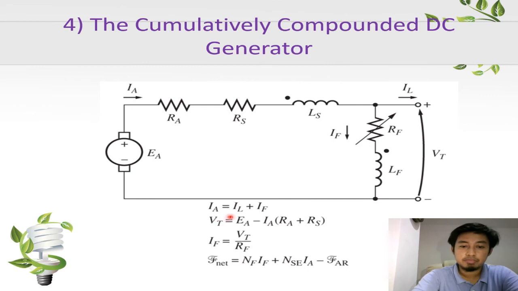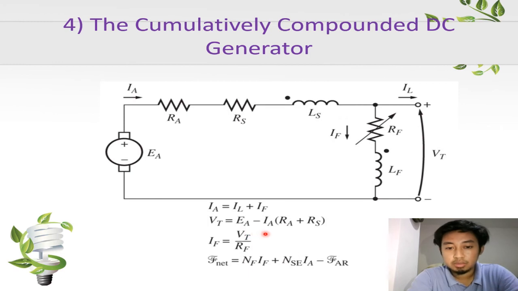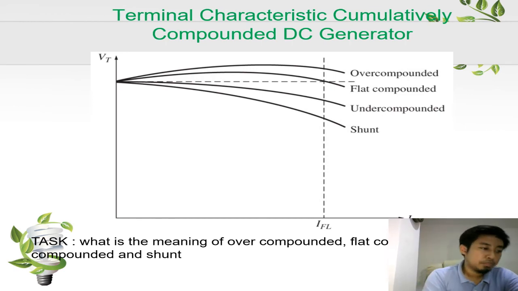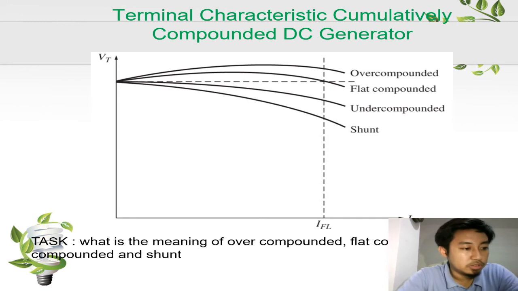So IA equals IL plus IF. VT equals EA minus IA times (RA plus RS). Okay, this is the terminal characteristic of the cumulatively compounded DC generator. In order to understand the terminal characteristic of the cumulatively compounded DC generator, it is necessary to understand the competing effects that occur within the machine.